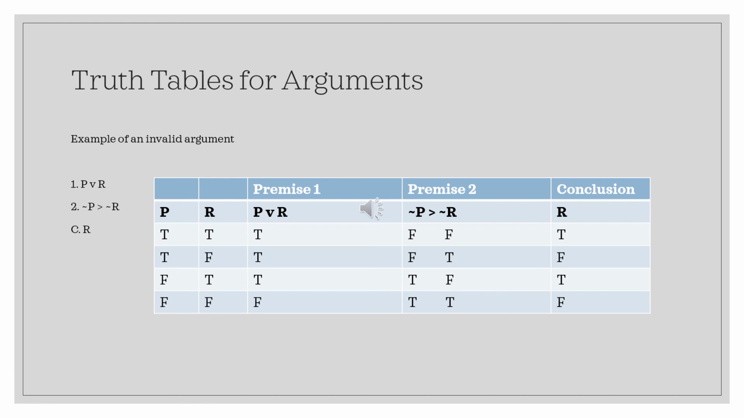So what are we going to do? Okay, let's set this up. We've got our truth table here where we've just got the letters P and R.